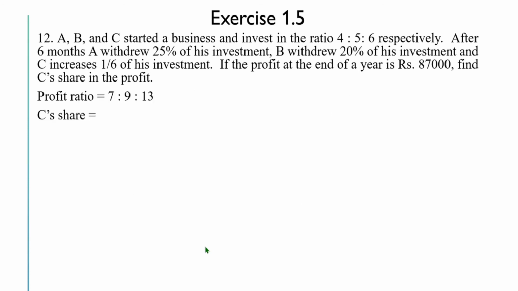Let me continue in the next page. As I already mentioned, we have got the profit ratio as 7 : 9 : 13. Then C's share will be 13/29, that is 7 plus 9 plus 13, into the total profit. Total profit is 87,000, so this will go, it is 3,000. So C's share will be 13 into 3,000, which is 39,000. Hence, C's share in the profit is rupees 39,000.